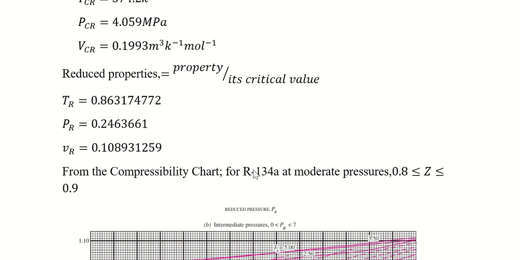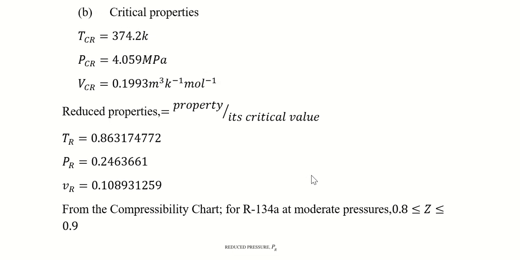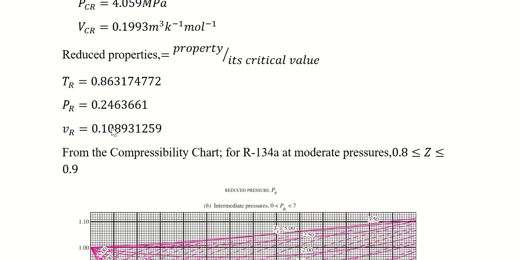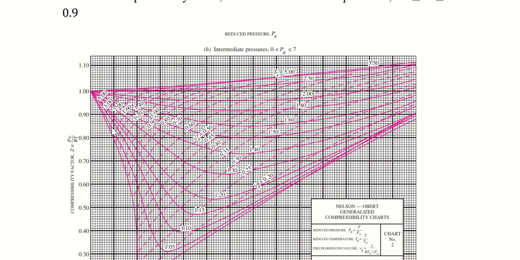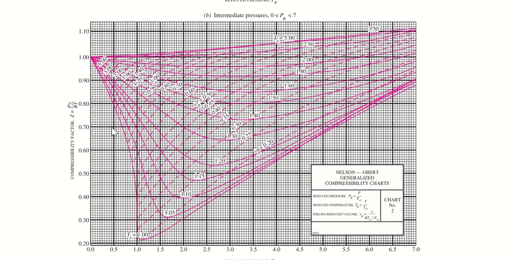For the refrigerant 134A. So why did we first have to look for the reduced properties? We had to because the compressibility chart plots the compressibility factor Z against the reduced pressure. So you cannot use this chart without having the reduced pressure. You have to note that.